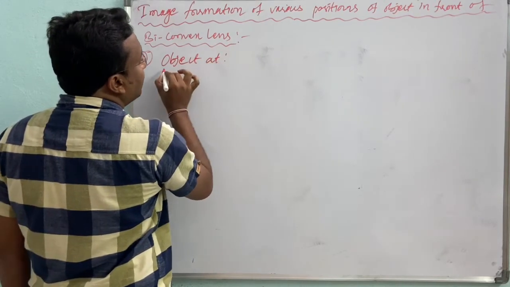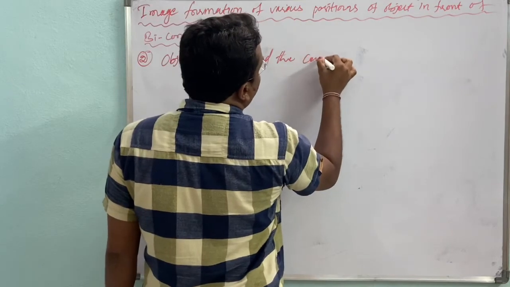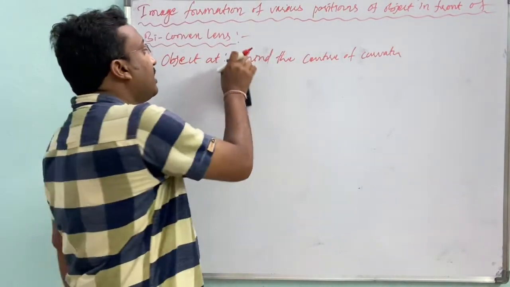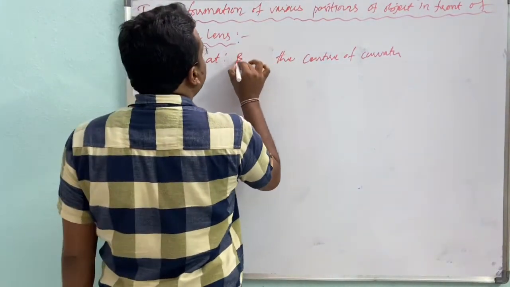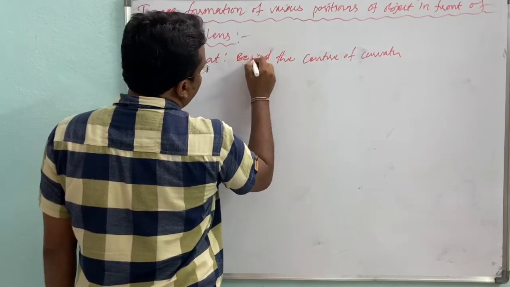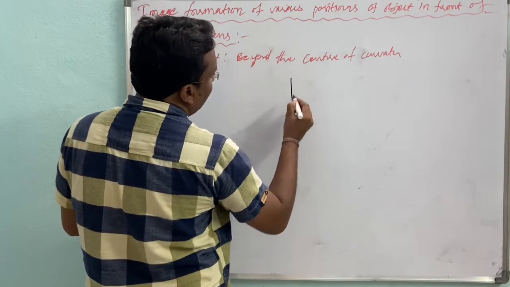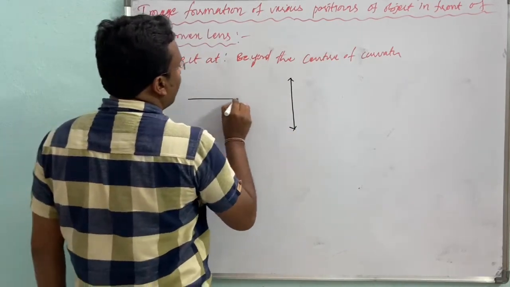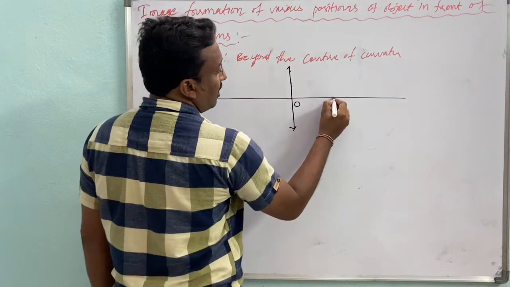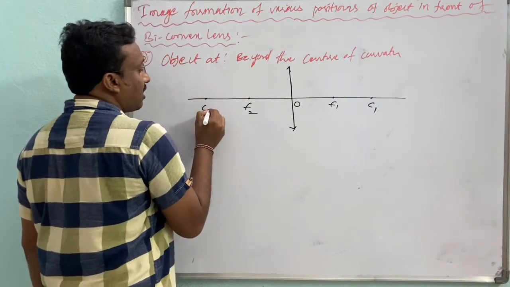Object at behind the center of curvature. Beyond the center of curvature. Here we have the convex lens, principal axis, optic center, focus, center of curvature. Lenses have two focus points and two centers of curvature, so we have to identify them.